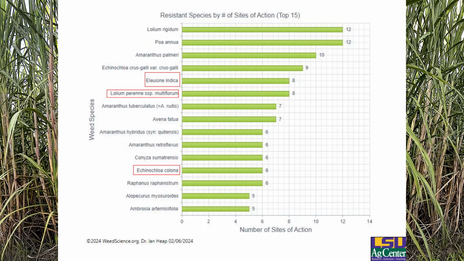I have a few highlighted in red, as you can see here. I want y'all to remember these. Eleusine indica, that's goosegrass. Lolium perenne ssp. multiflorum, that's Italian ryegrass. Echinochloa colona, remember that one, that's jungle rice. So remember goosegrass, ryegrass, and jungle rice. I'm going to talk about that later.